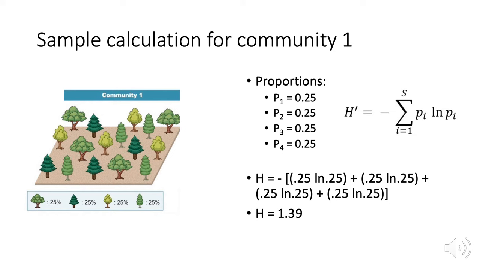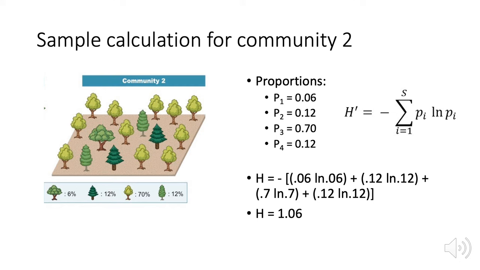So, to do the calculation for diversity, you will have to enter the proportions of each species into this equation. Pi represents the proportion. So 0.25 times the natural log of 0.25 for species 1, and repeat again for all the other species. If you sum this up, you will get negative 1.39. Change the sign of that to get a positive value for diversity. And diversity for this plot is 1.39.